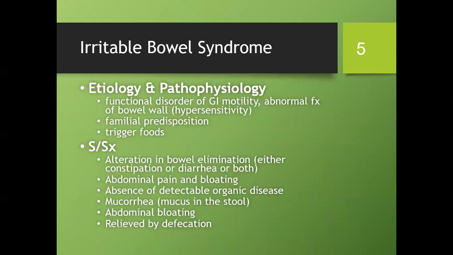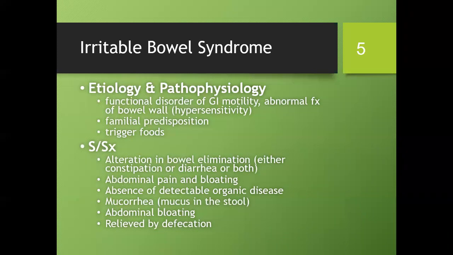IBS. IBS is a functional disorder of GI motility. There is an abnormal function due to hypersensitivity of the bowel wall. People that have IBS typically have family members that also have IBS. There's a predisposition. And there may be foods they eat that trigger the IBS, whether it be gluten, dairy products, or spicy, fatty foods.